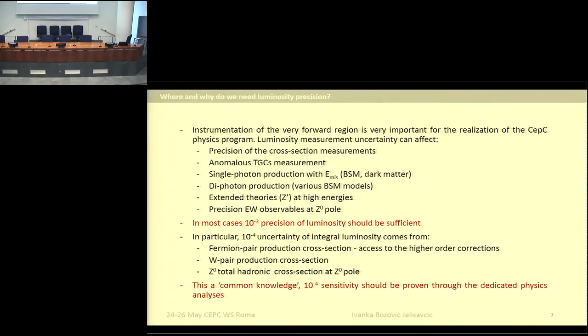And this is some kind of general knowledge, also from CEPC and from other projects. The list of processes where 10 to the minus 3 precision in luminosity should be sufficient. Some of them are very interesting, like single photon production with missing energy or dark photon production to probe various beyond the standard model physics. While 10 to the minus 4, at least this is my personal view, comes from the Z0 total hadronic cross-section, and namely if we would like to access higher order corrections in fermion pair production. But nevertheless, 10 to the minus 4 sensitivity should be proven by a dedicated physics analysis. Do we really need it, and what is the exact impact of it?